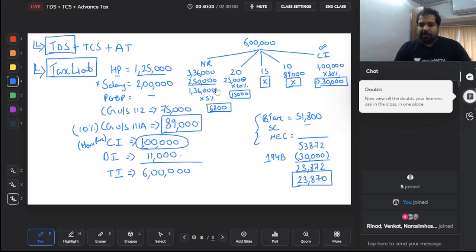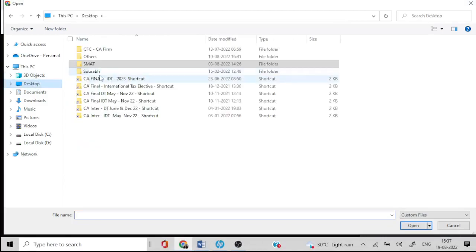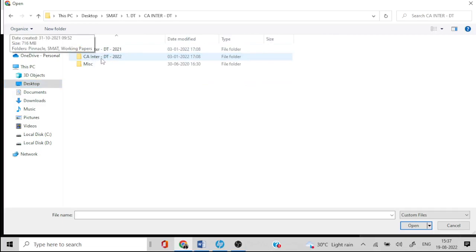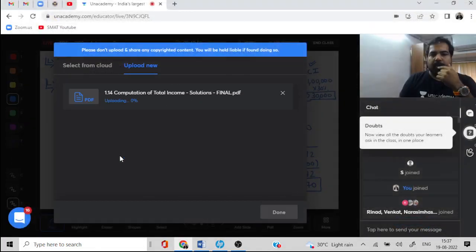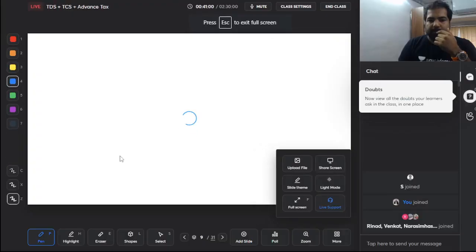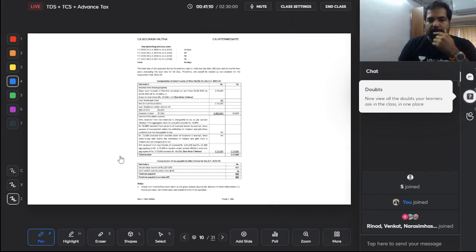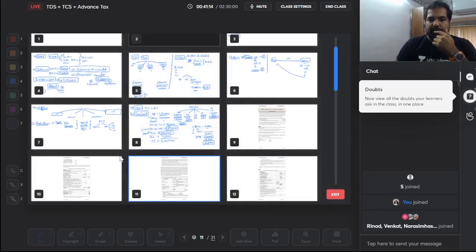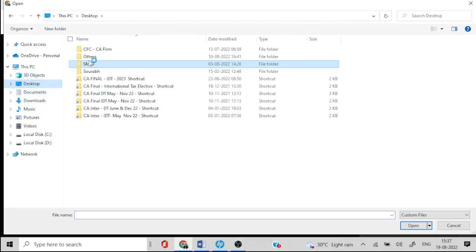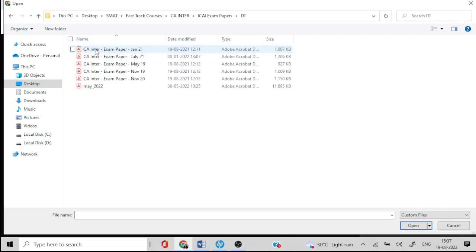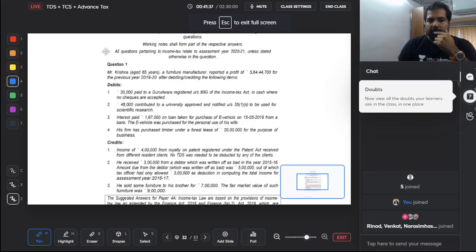Now let's do one sum. I'm just going to upload something. Let's do one sum, and in that sum let's see if we can get the same calculation done well. Here we go. This is computation of total income and tax liability. Or the best is, why not look at an exam question only? Just 1 second. Perfect. This is an exam question, guys.